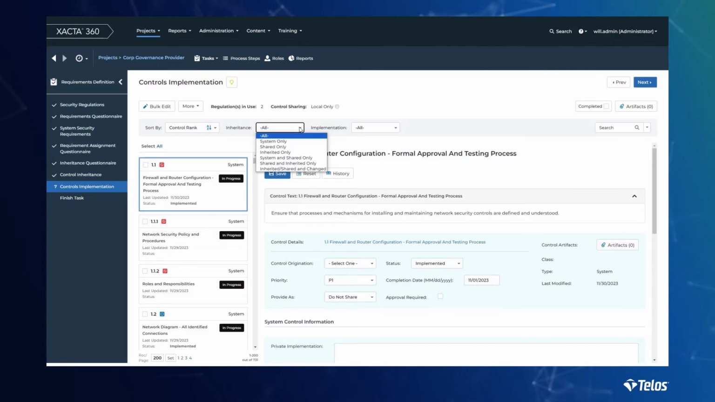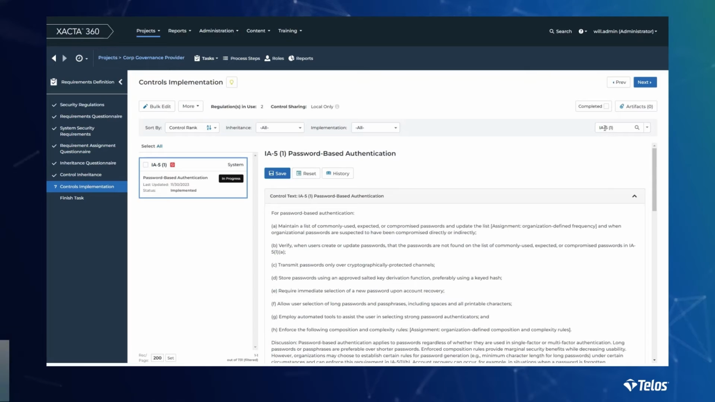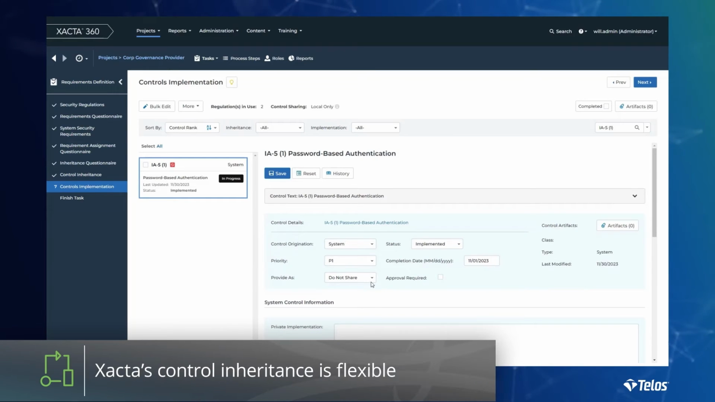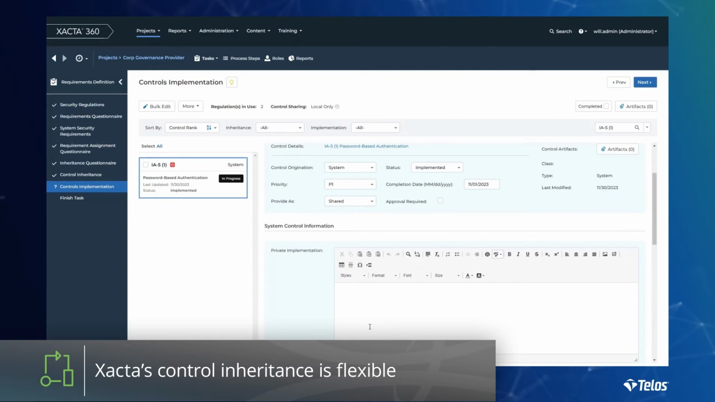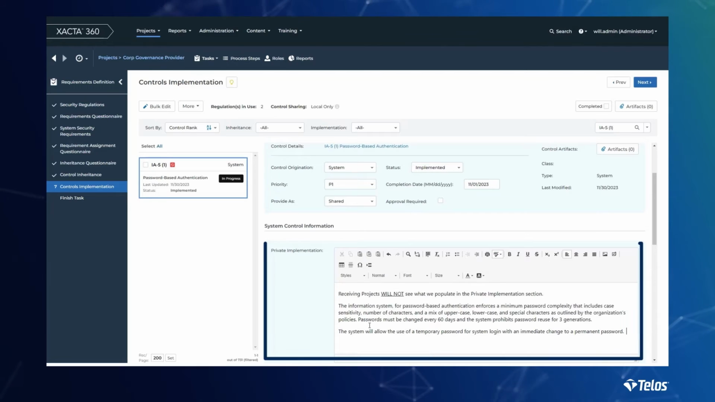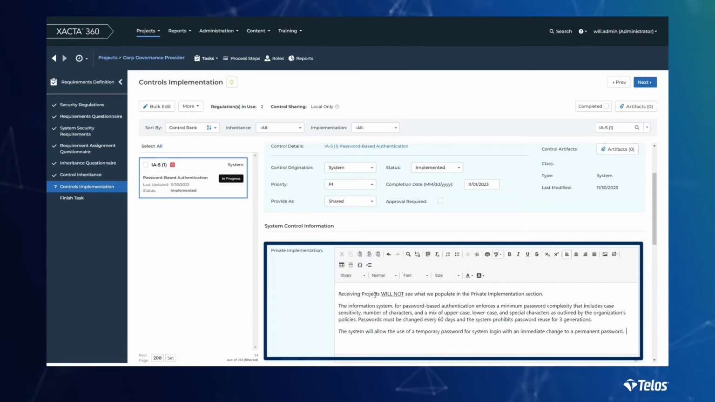for your system. Other tools have a one-for-one inheritance capability, but one-for-one does not support the sophistication of today's technology landscape. Xacta's inheritance allows security relationships to include one-to-one, one-to-many, many-to-one, and many-to-many. In addition, each control can be fully inherited or follow a shared responsibility model.